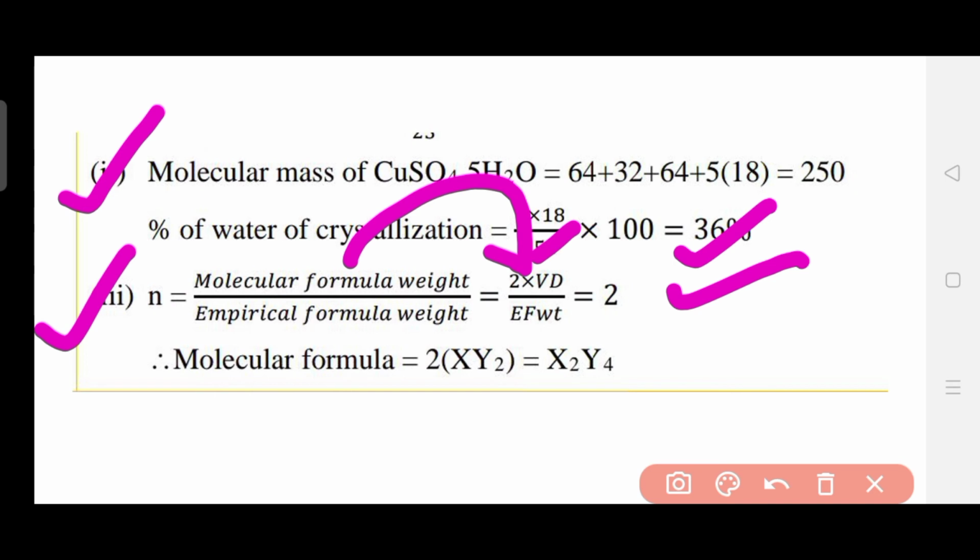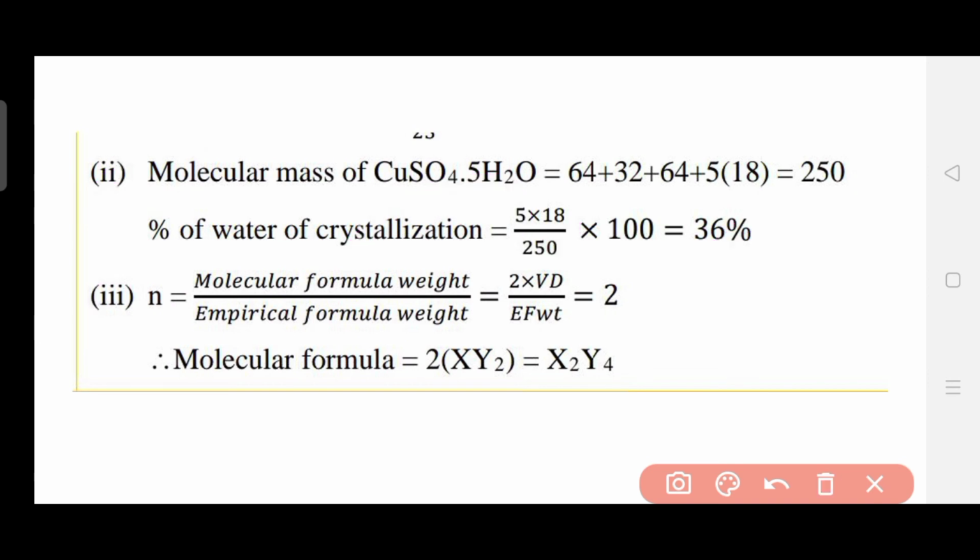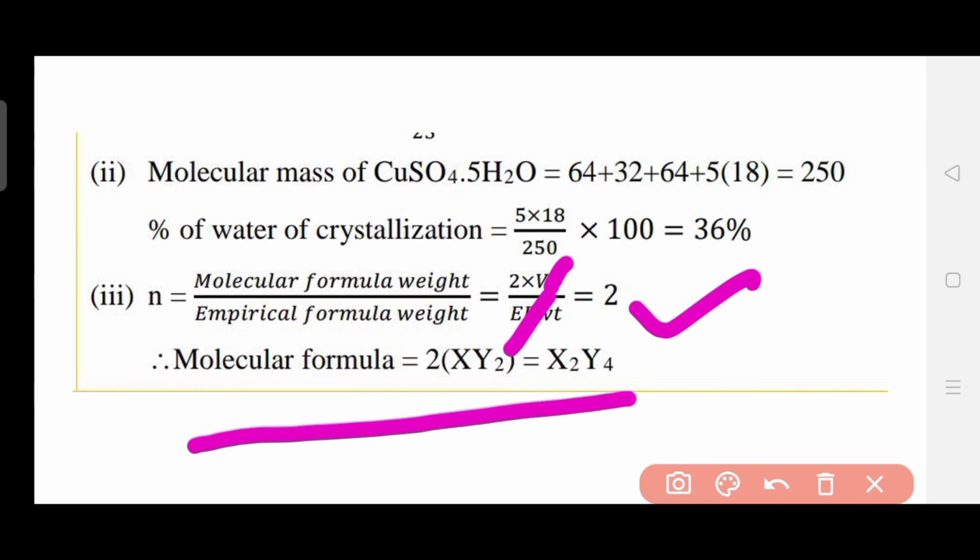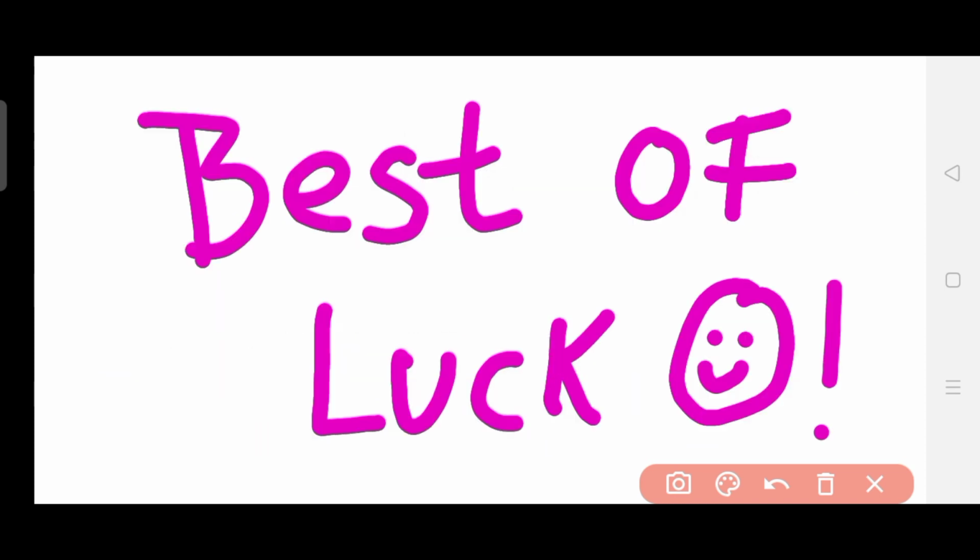Now you can easily simplify this, because you know that vapor density and empirical formula weight are equal, so you will get the value of n as 2, and then you can definitely find the molecular formula as n into empirical formula.